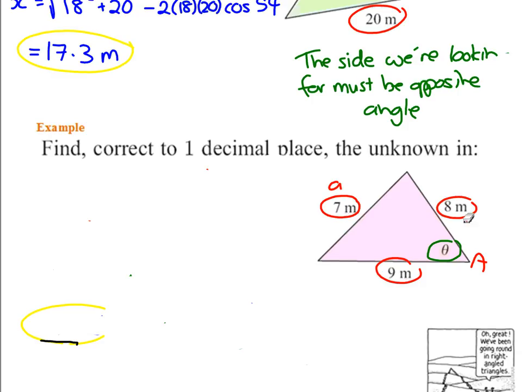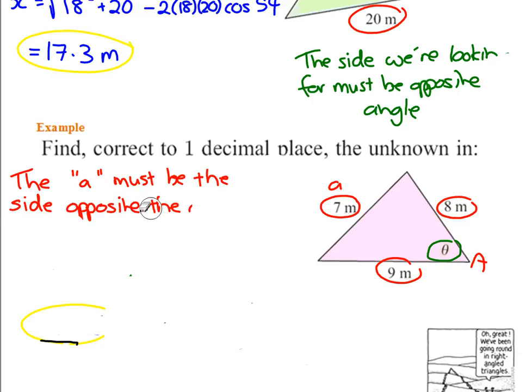And just reminding you that in the formula, side A has to be the side that's opposite the angle. B and C can be either of these two, but what's really crucial is, when using the angle version, side A has to be opposite angle A. So this goes in for A. Let's write a little note on that: the A must be the side opposite the angle that we're looking for, the angle theta.